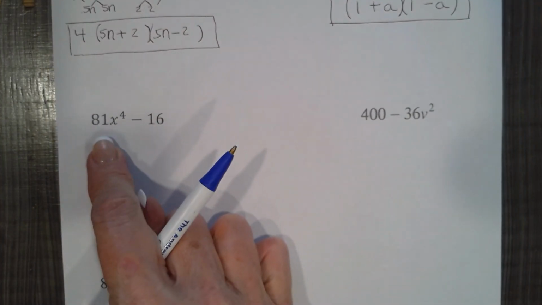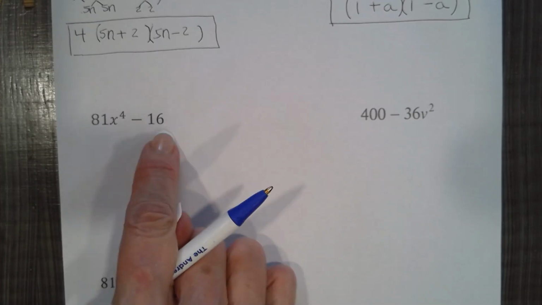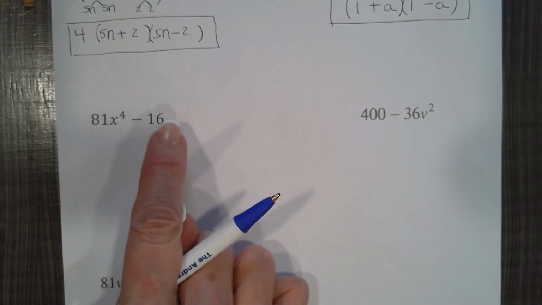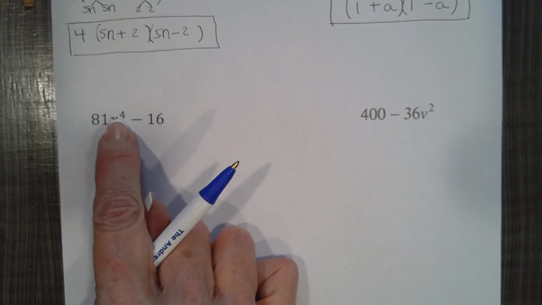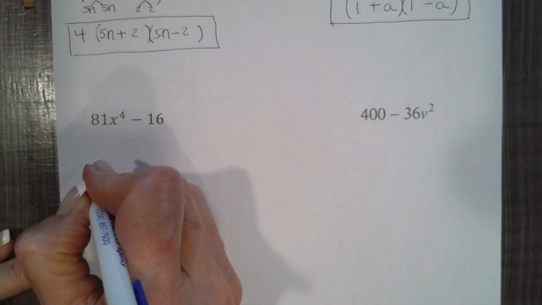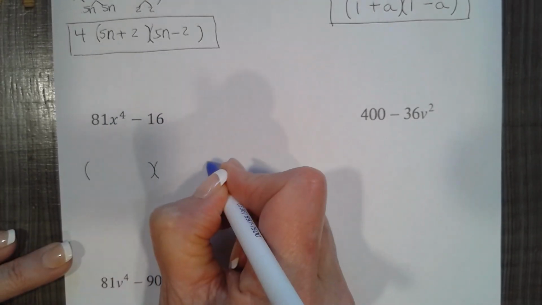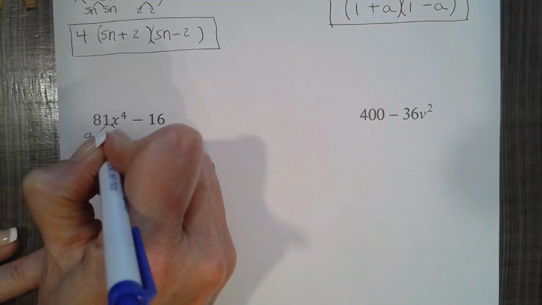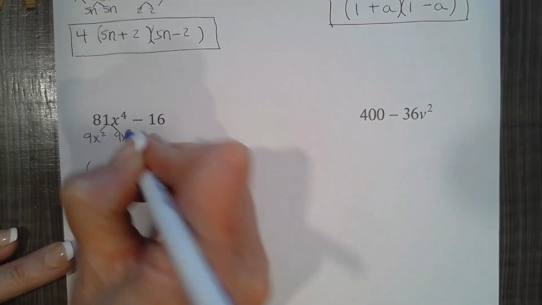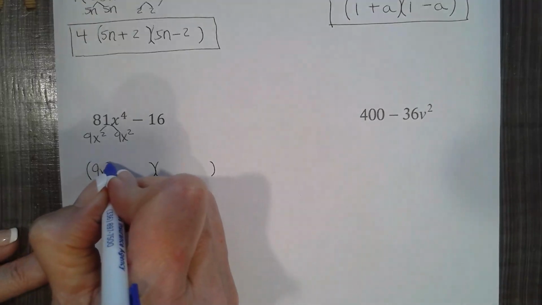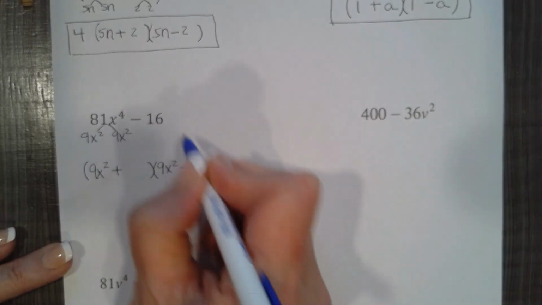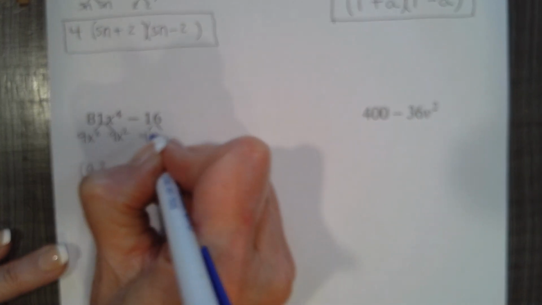All right. There is no greatest common factor here, but this is a difference of squares. These are perfect squares, and the power is an even number, so perfect square. So I'm going to set up 2 parentheses. Okay, this is going to break down into 9x squared and 9x squared. They're going to go in the front slots. 1 sign plus, 1 sign minus. 16 breaks down into 4 and 4.